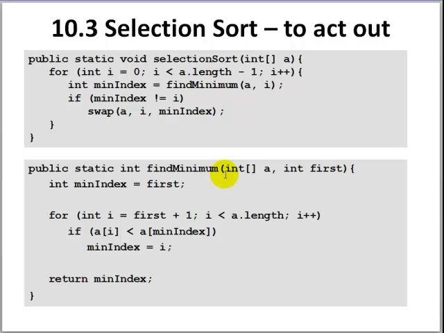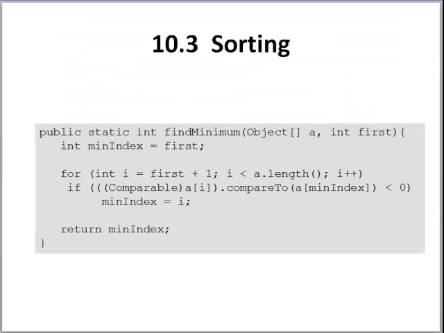So this is find minimum. It's returning an integer and returning the index of the lowest value. Let's look at and see what's the same and what's different. In fact, everything's the same except this is an object. Okay, and this is just a generic object. But the only difference is right here.